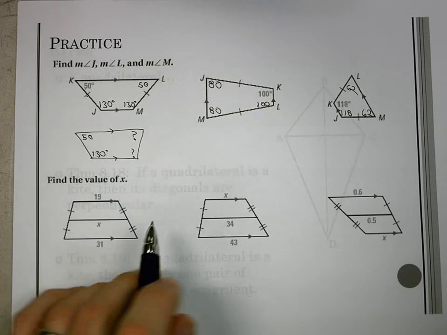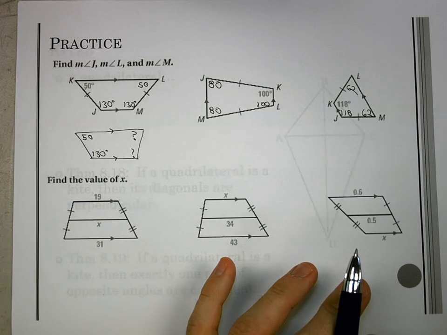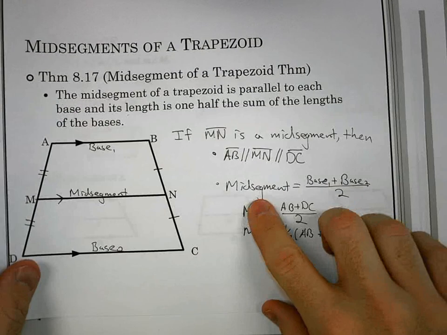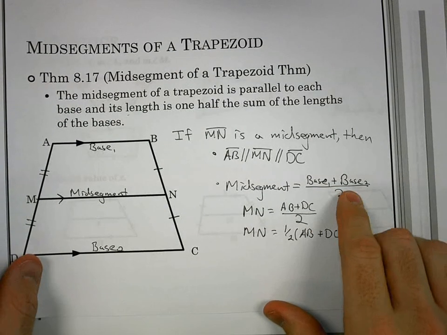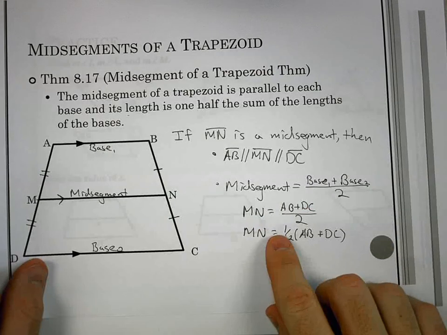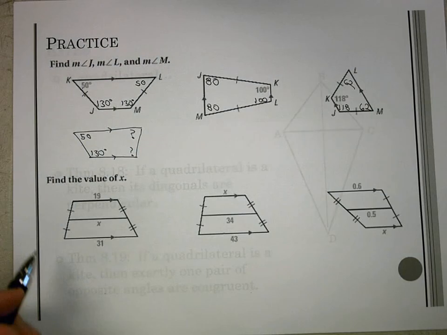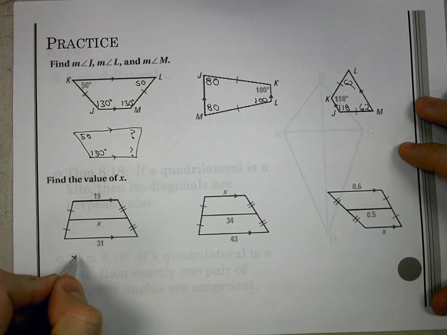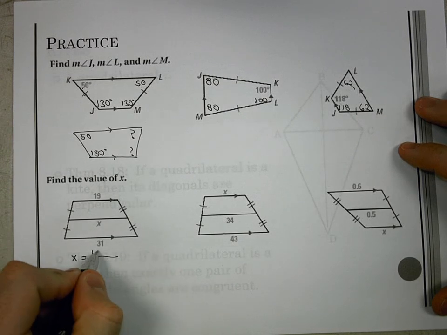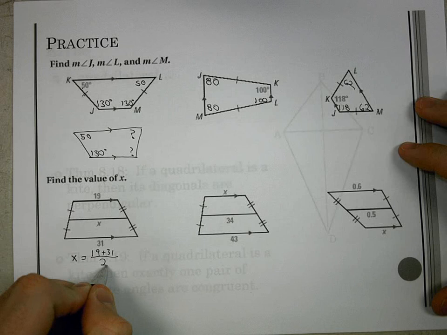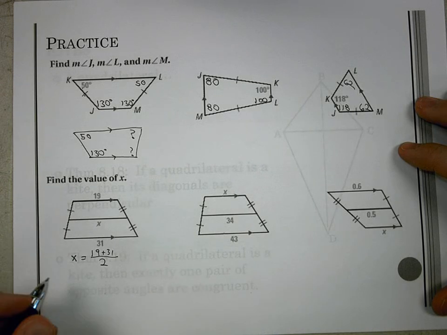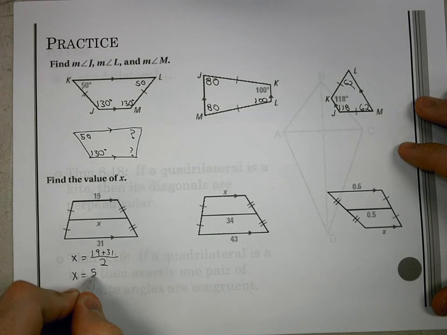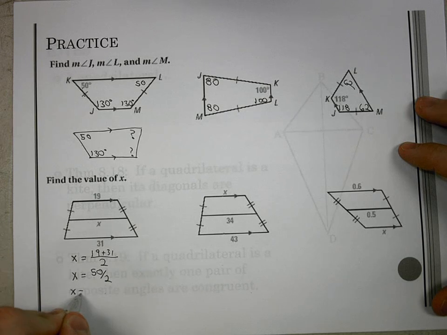Okay, down here we're now looking at the mid-segment, and like we said a moment ago, the mid-segment is equal to base 1 plus base 2 divided by 2, or 1/2 of the sum. So I'm going to set it up just based on what I know. Mid-segment's x is equal to 19 plus 31 divided by 2. This one can simplify pretty easily. X equals 50 over 2, which is 25.